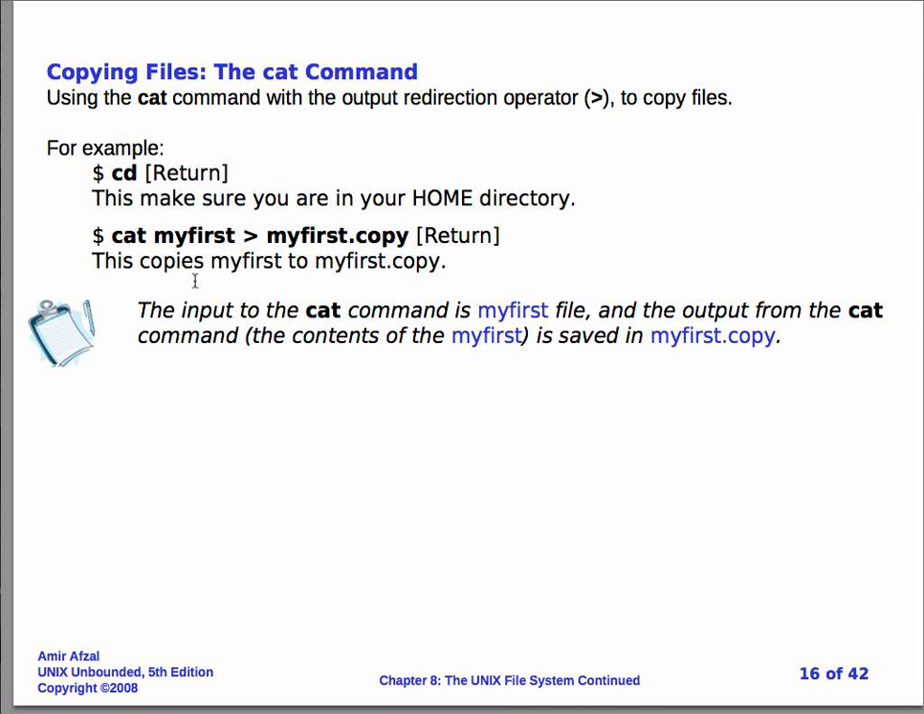So this is a good way to copy files, and there's actually a better command to copy files, and I'm guessing you've seen it already. It's the cp command, but you can use cat filename greater than the name of the file that you want to be the copy, myfirst.copy, and you create an exact copy of this file.